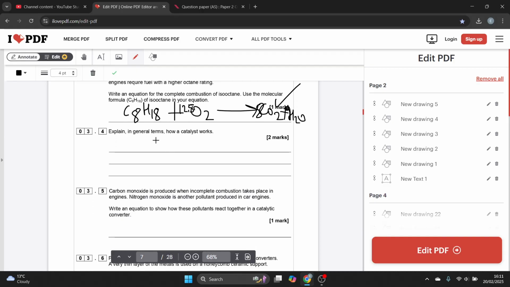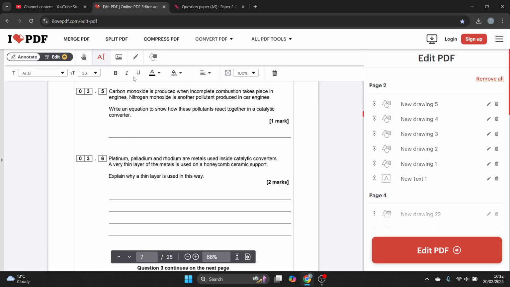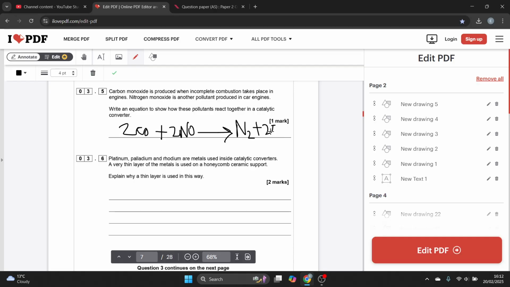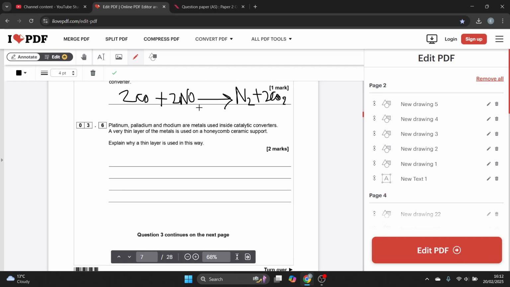In general terms, a catalyst works by providing an alternative route with a lower activation energy. The one equation shows pollutants reacting together in a catalytic converter: 2CO plus 2NO to N2 plus 2CO2.